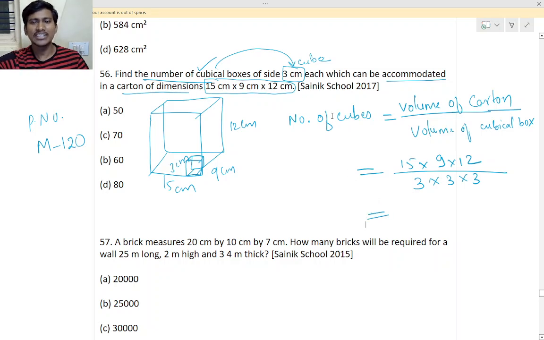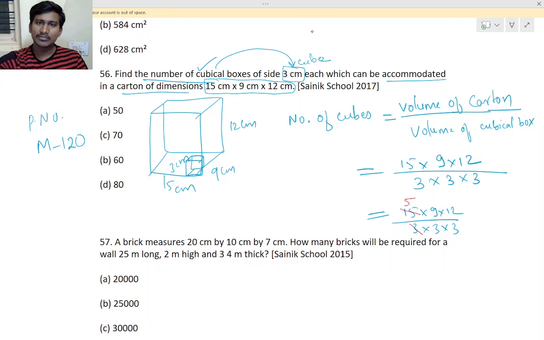So how do we find the number of cubes? We divide the volume of the carton by the volume of the cubical box. So here, 15 into 9 into 12 divided by 3 into 3 into 3. You cancel it out. 3 how many is 15? 3 5s are 15. 3 3s are 9. And 3 how many is 12? 3 4s are 12.